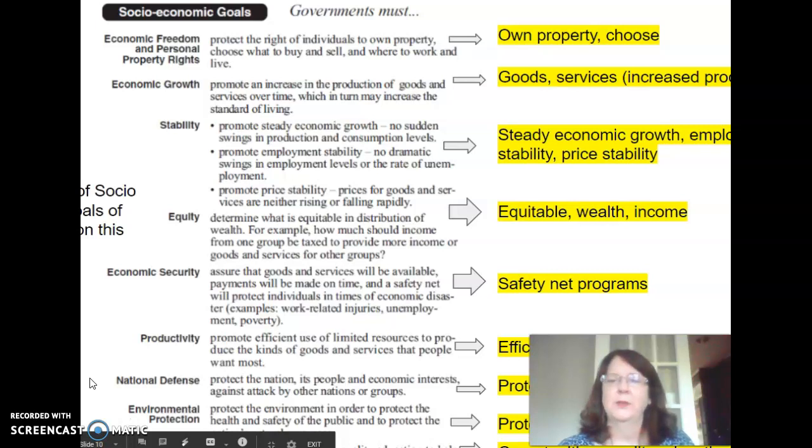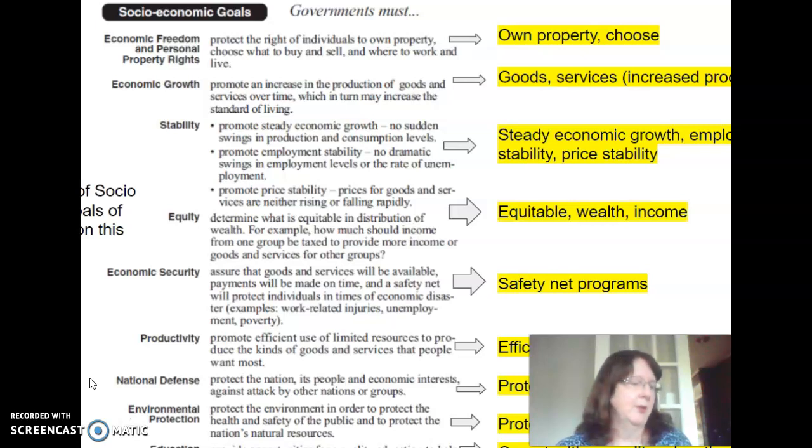This lesson was posted 2 weeks ago at the beginning of the break on Google Classroom, and it consists of the slideshow and an activity where you look at some different slides about different policies, different programs in the government. Then you decide which socioeconomic goal the government is trying to fulfill by having that program.